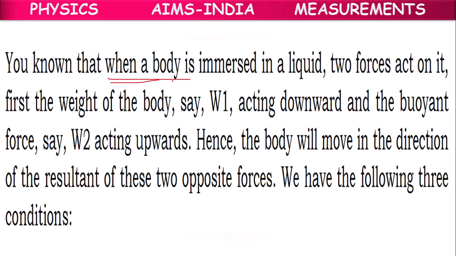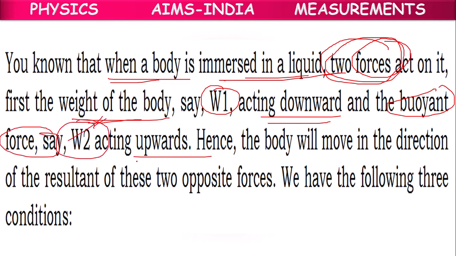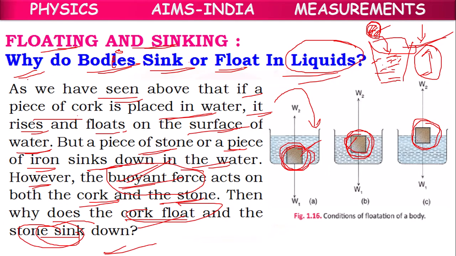When a body is immersed in a liquid, mainly two forces act on it. One is the weight of the body, W1, acting downwards, and the other is the buoyant force, W2, exerted by the water, acting upwards. So whenever a body is kept inside water, two forces act on it: W1, which acts downward because of gravity, and W2, the buoyant force because of water.